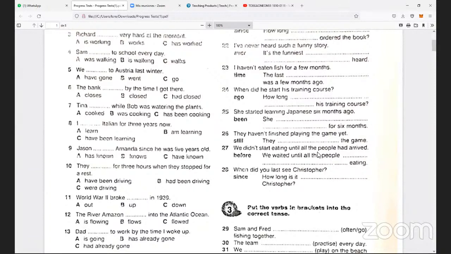We wait until all the people arrive before we start eating. Very good. How long is it since you saw Christopher? And you saw. Perfect. Very good.